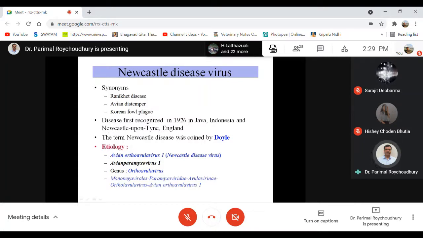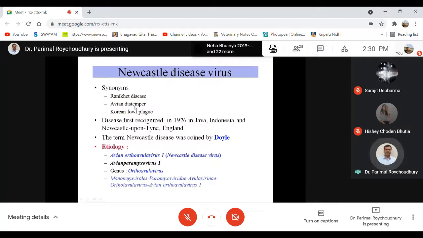It's Newcastle upon Tyne, so towards the Scotland area. On that small island, there was a massive outbreak of the disease, similar to the Java outbreak in 1926. In exactly the same year, 1927, the disease outbreak also occurred in a small village near Almora in Uttarakhand, near the Mukteshwar laboratory. Ranikhet is a small village where the disease outbreak was recorded. That's why in India the common name is Ranikhet disease.